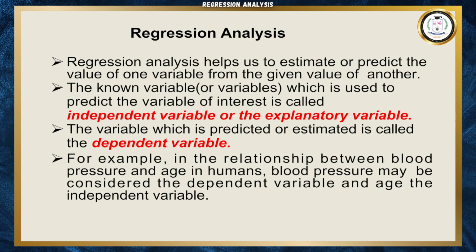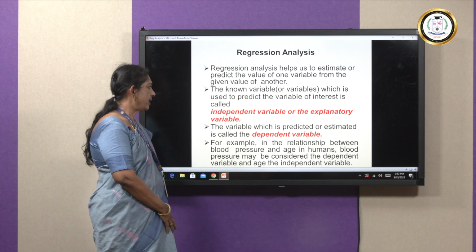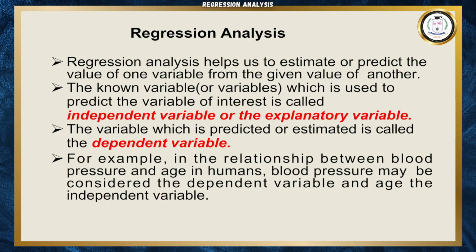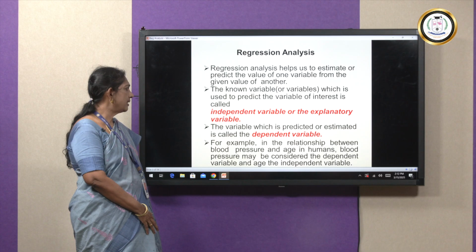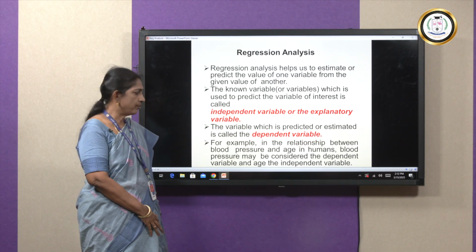The known variable is said to be the predictor variable, or it is also called the explanatory variable or independent variable. The variable which is predicted or estimated is called the dependent variable. For example, if you take the relationship between the blood pressure and the age of a person, we can say that blood pressure is dependent on the age of the person.